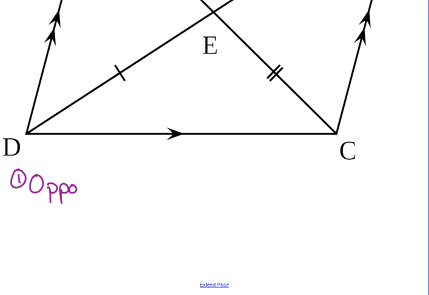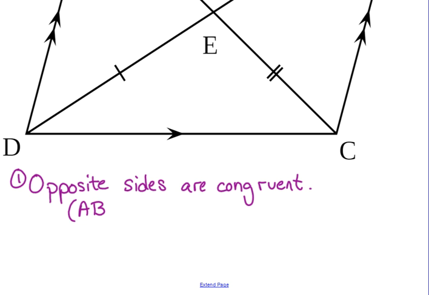Opposite sides are congruent. So in this specific case, that means AB is congruent to CD or DC, however you want to phrase that there. Okay, and AD is congruent to BC. If you didn't know the congruent symbol before, it's the equal sign with a little squiggle over it. Okay, that means they're congruent. That means they're equal to each other.